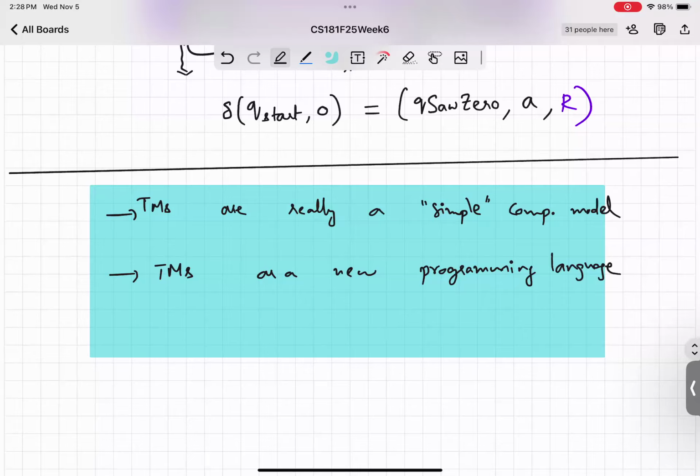Maybe for most of you, this won't be your first choice programming language. But if I force you, you could potentially try and solve problems in this programming language. I'm calling it a programming language because I can write down a series of instructions to be followed on any input, and then you'll have some output. So at this point, we have defined a computational model. We also have a new programming language, however rudimentary it is.